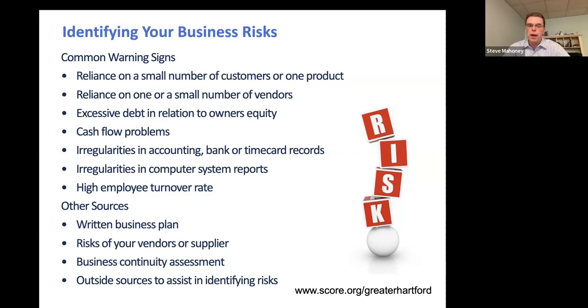And then you can also consider outside sources to assist in identifying risks. If you have a SCORE mentor, this is something that we help clients with. If you've got a CPA, a business attorney, or other mentors that you've worked with, you can ask, hey, what are the risks in the business? This is the list of 10 things I'm worried about. Any major things I'm missing? These outside sources could also be a good resource for you.